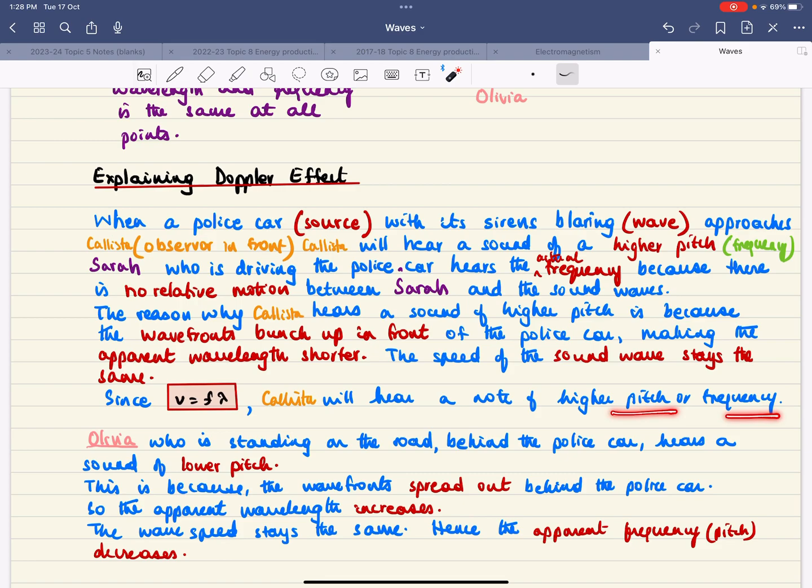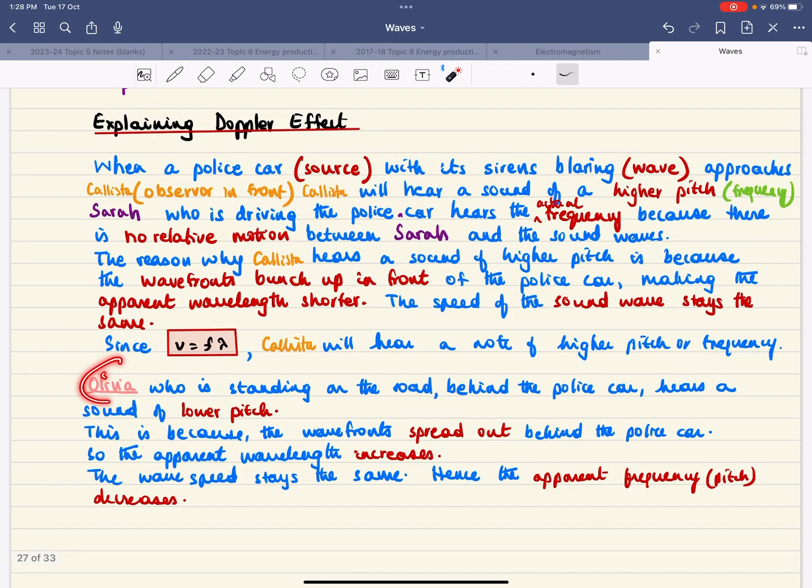Now, Olivia is standing on the road behind the police car, and she is going to hear a sound of a lower pitch. This is because the wave fronts spread out behind the police car, so the apparent wavelength increases. The wave speed stays the same, hence the apparent frequency or pitch will decrease.